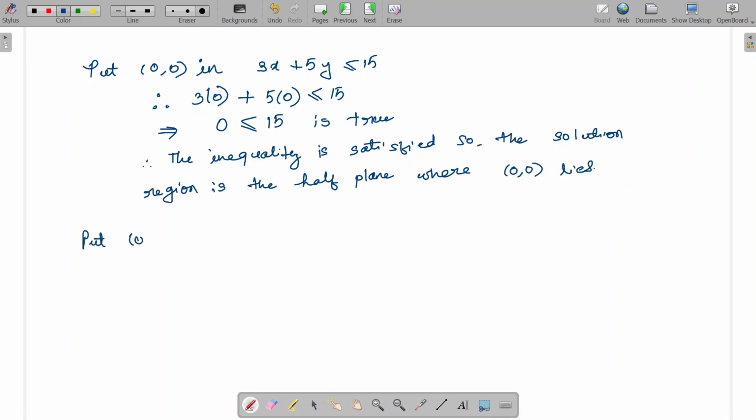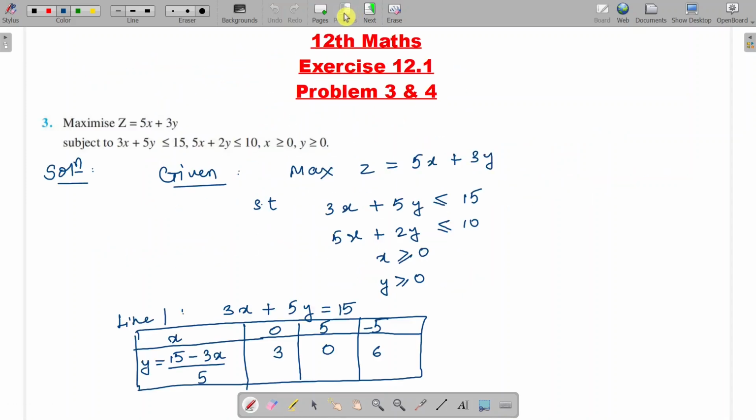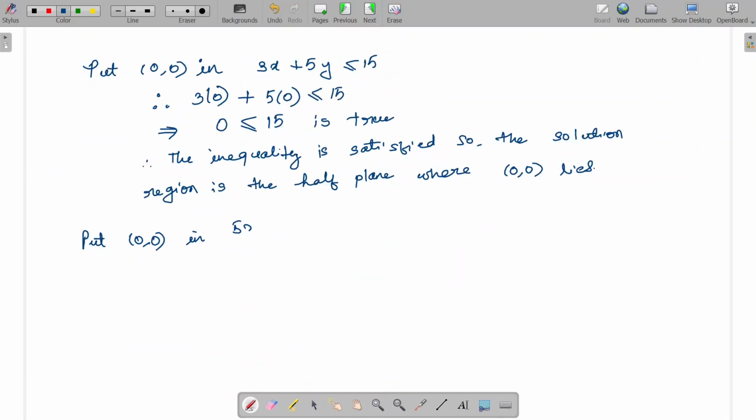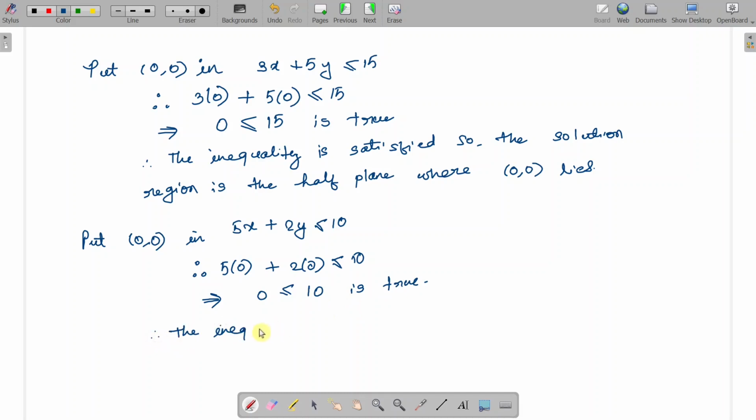So put 0, 0 in the second inequality, 5x plus 2y less than or equal to 10. Therefore, what we get is 5 times 0 plus 2 times 0 less than or equal to 10. That is nothing but 0 less than or equal to 10, which is true. So therefore, the inequality is satisfied.